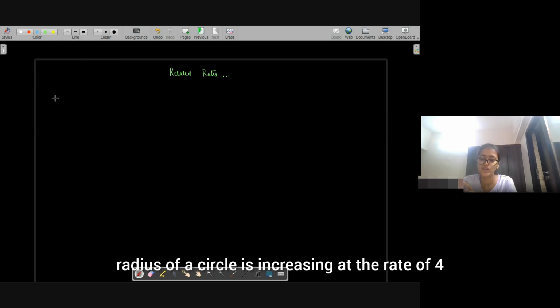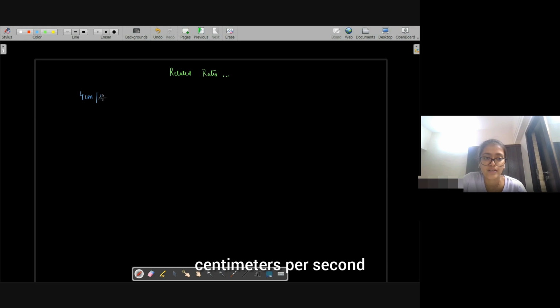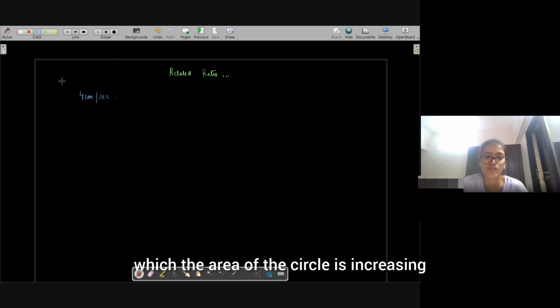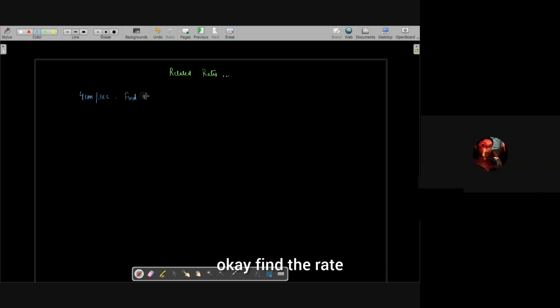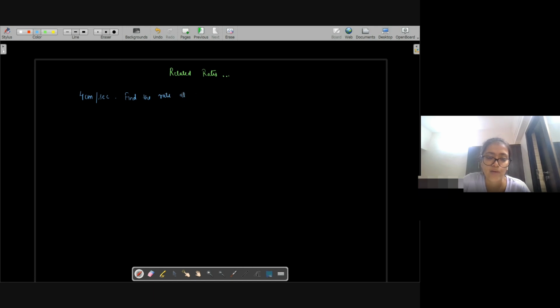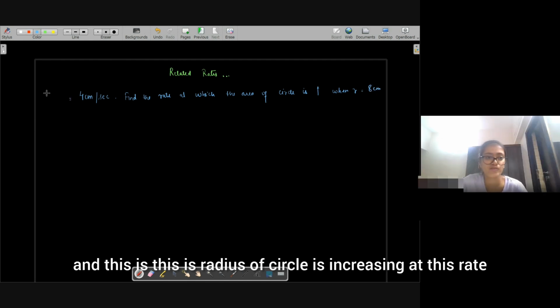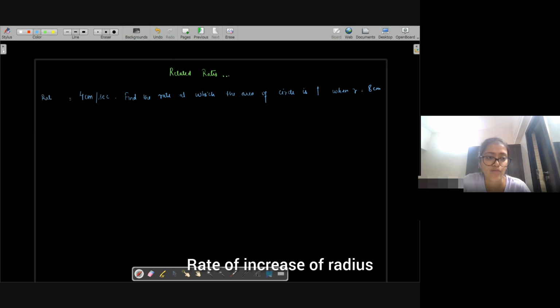Let's say the radius of a circle is increasing at the rate of 4 centimeters per second. We have to find out the rate at which the area of the circle is increasing when the radius is equal to 8 centimeters. This is one question type, where the radius of the circle is increasing at this rate, the rate of increase of radius.